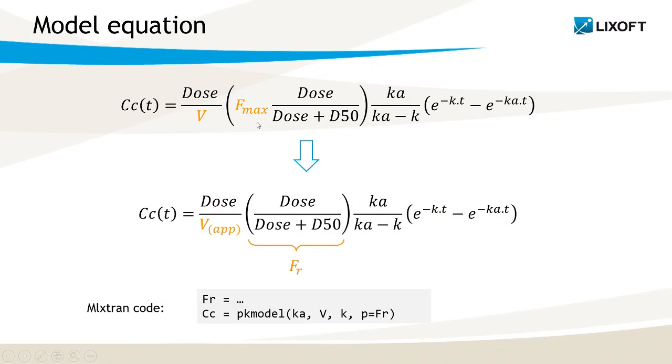so I cannot estimate them separately. So I can rewrite this into this formula here, where the apparent volume is in fact V divided by Fmax. And just for convenience, I can call this term Fr. To write this in MLXtran language, I can use a pk model macro and add an additional parameter Fr. The keyword that is recognized by the pk model is called p for proportion of the dose absorbed, so I write p equals Fr.